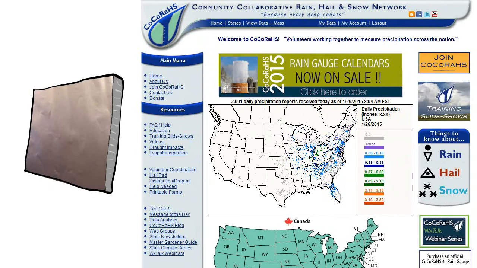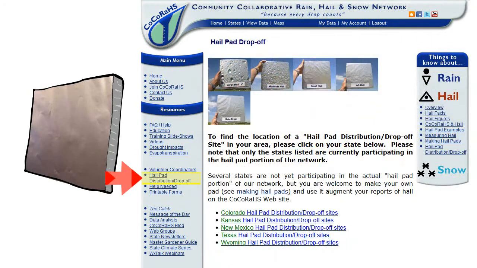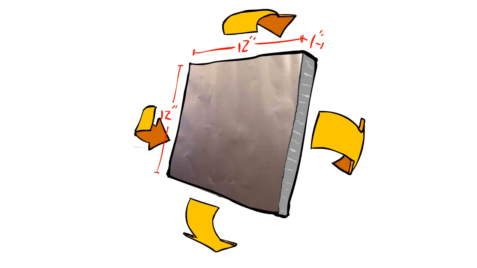You can also use a hail pad to measure hail. There are instructions on the CoCoRaHS website on where to pick up and drop off hail pads, or how to make your own. But essentially, they are 1-inch thick pieces of styrofoam, 12 inches by 12 inches, wrapped in extra heavy-duty aluminum foil. The surface should be tidy and flat without wrinkles, and the back is secured by packing tape.